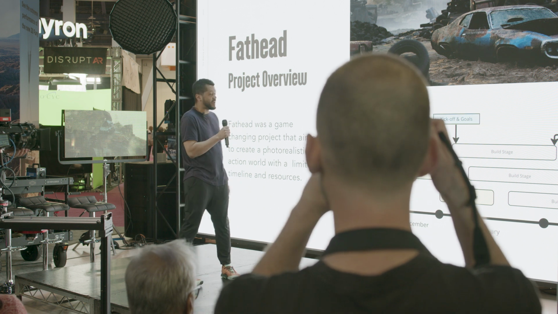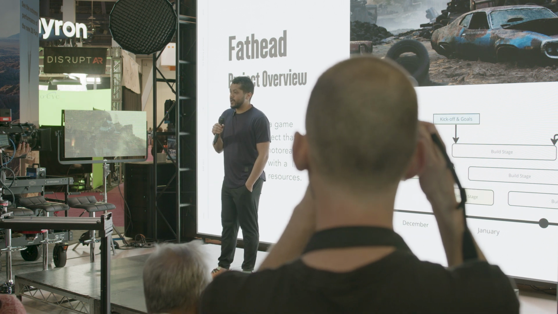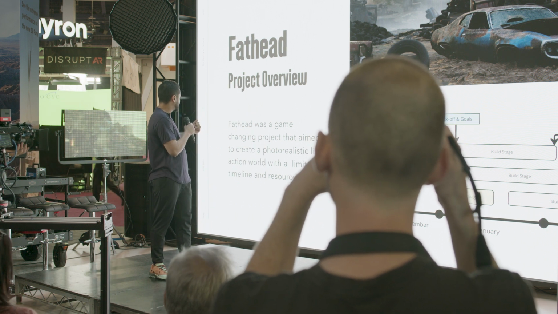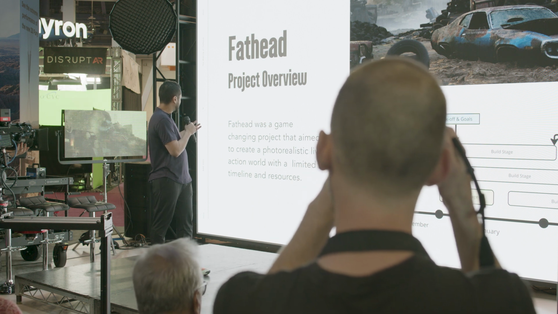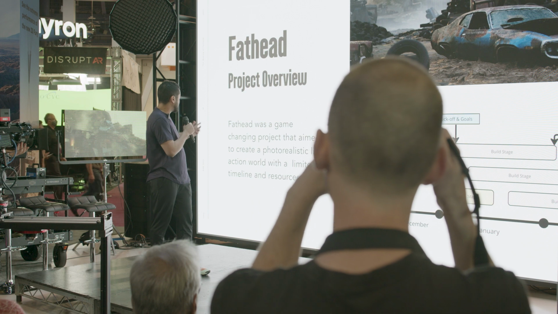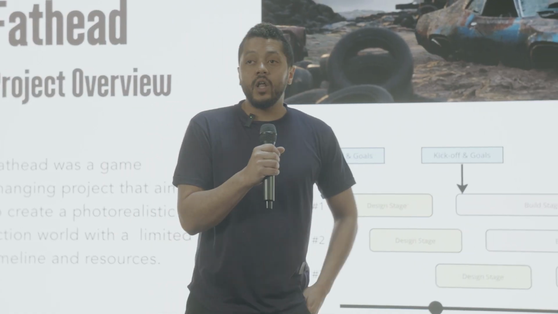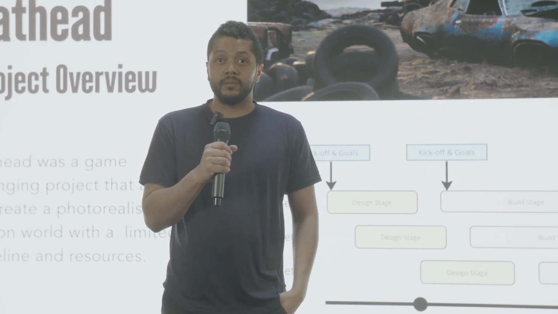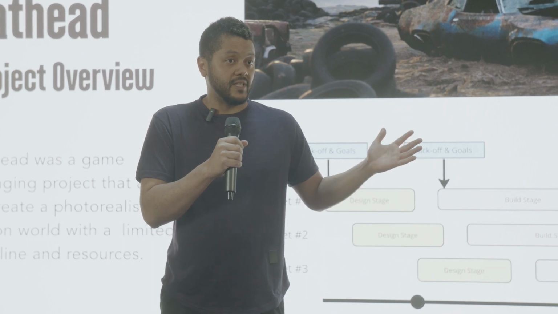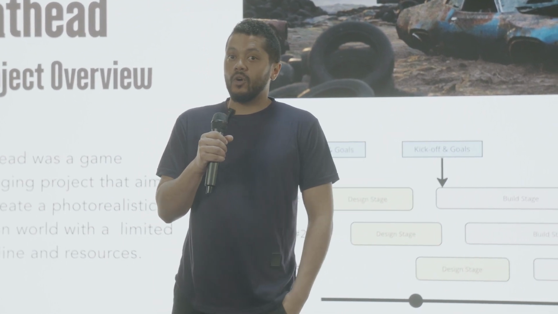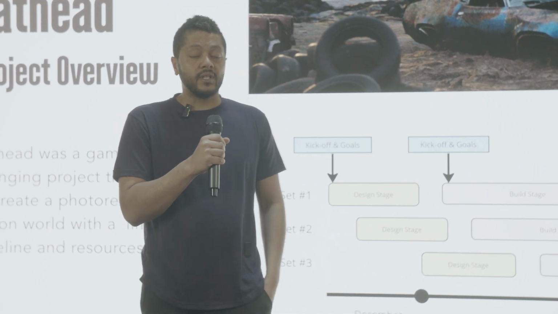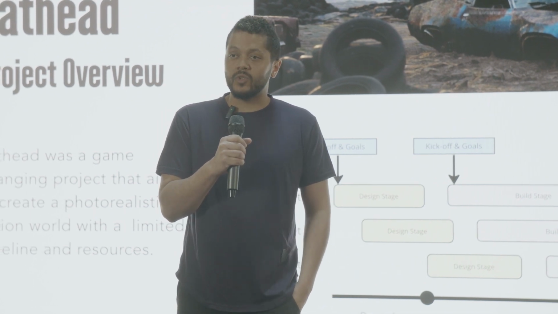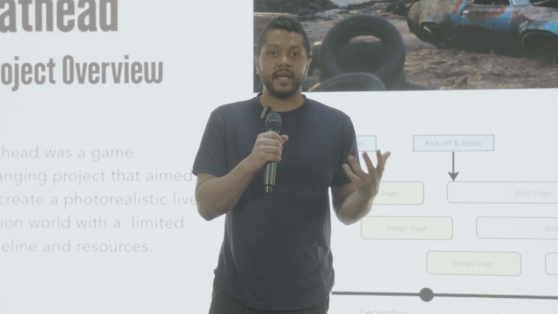So here's a little Fathead overview. Part of what I want to point out here is how multiple different sets run in tandem, right? It says here that Fathead was a game-changing project that aimed to create a photorealistic live-action world with a limited timeline and resources. All the worlds we created for Fathead, there were 3 worlds in total, and they are featured in multiple minutes of the film. When we started, we only really had 4 weeks, so we were very happy to hear that the creative team was open to allowing us to art direct and guide the process.